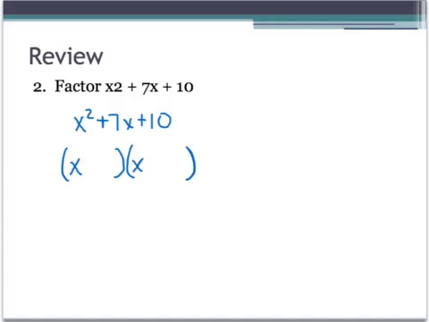Now I want to find factors of 10 that add to 7. Well, those could be 1 times 10, or 2 times 5, and that's it. In this case, to get 7, my only possible combination would be 2 and 5. I want a positive 10 and a positive 7, so this will be x plus 2 times the quantity x plus 5. Now remember, not all quadratics will factor though.